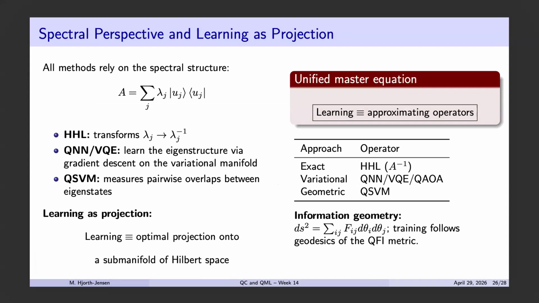So if we want to put this together in a more general way, all the methods are based on the spectral decomposition of a given operator. So the HHL transforms to the inverse. The QNN and also the VQE, which we had in project 1.